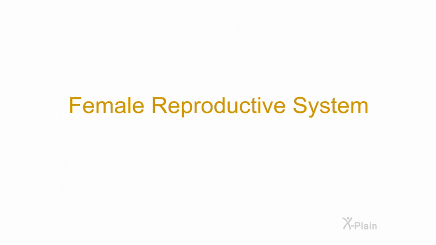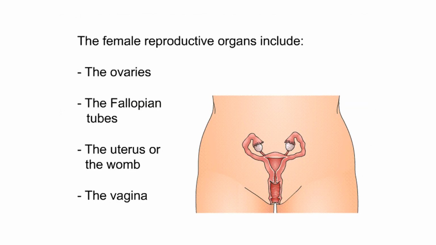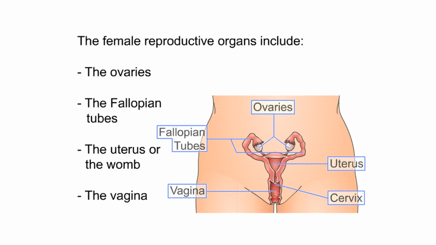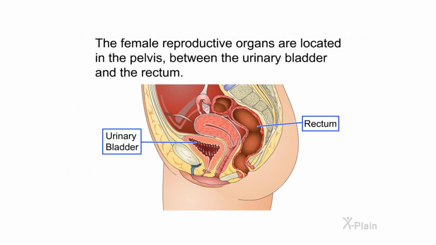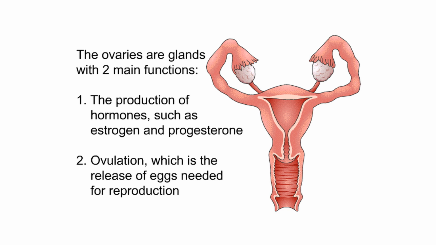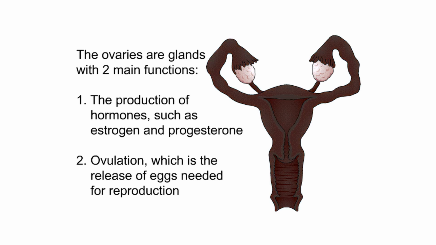Female reproductive system. The female reproductive organs include the ovaries, the fallopian tubes, the uterus or the womb, and the vagina. The female reproductive organs are located in the pelvis between the urinary bladder and the rectum. The ovaries are glands with two main functions. 1. The production of hormones such as estrogen and progesterone. 2. Ovulation, which is the release of eggs needed for reproduction.